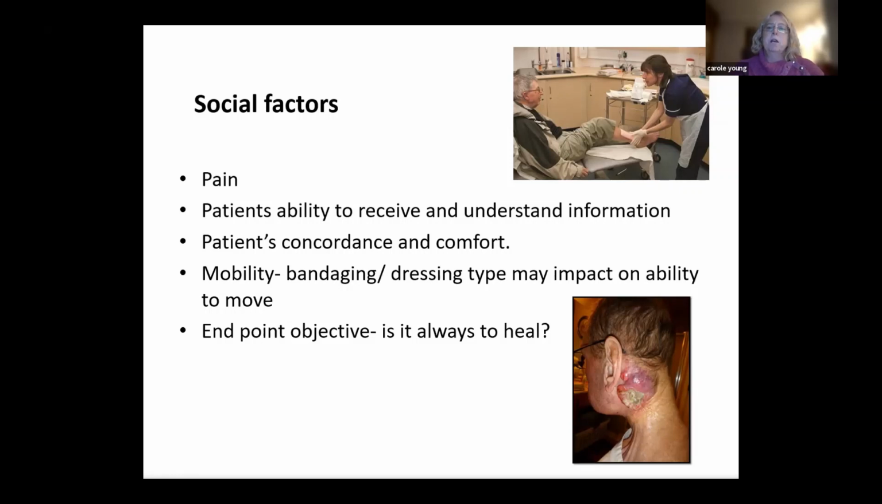What's our end point objective? Is it always to heal? Is our patient nearing the end of their life? Remember that skin is an organ. As our other organs are failing as our life comes to an end, our skin is also failing. So it may be simply that we can't heal the skin breakdown because it's failing. It might be that our patient has a malignant tumour that is unlikely to heal, and we're going to need to manage the symptoms. We want to always think about patients' quality of life.